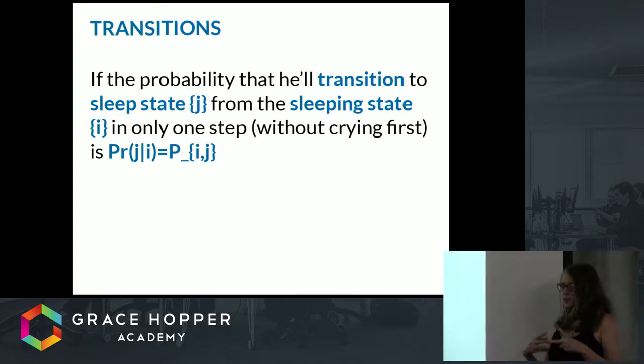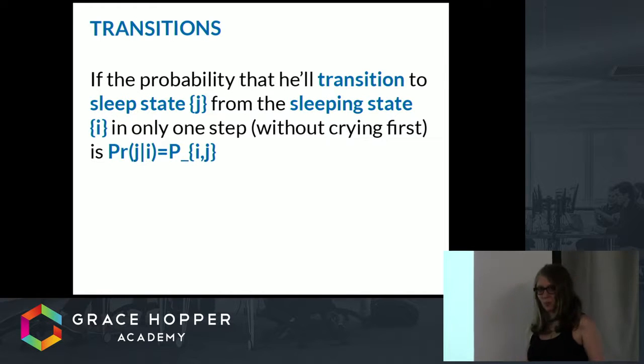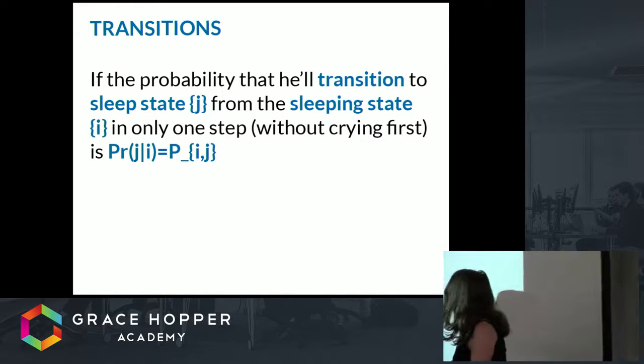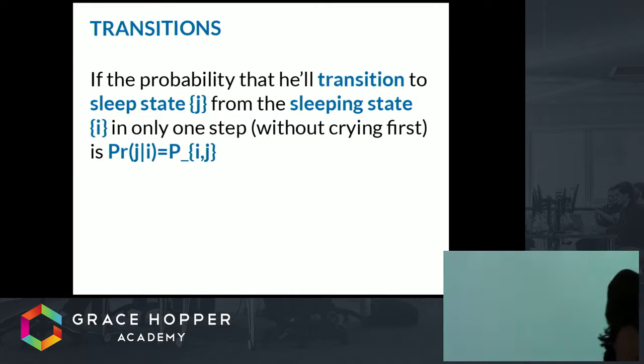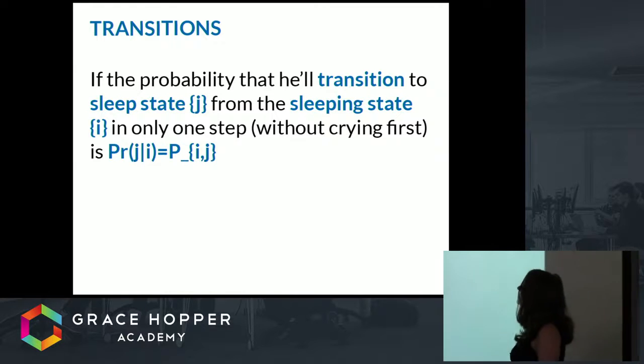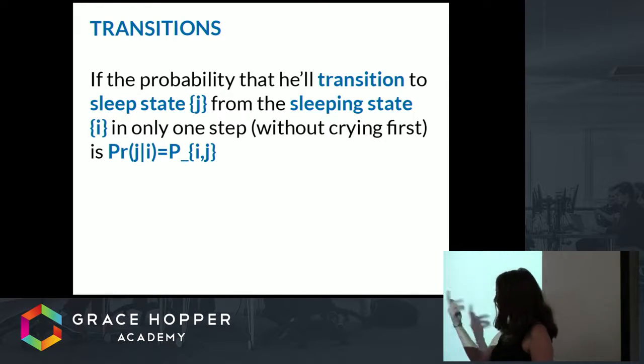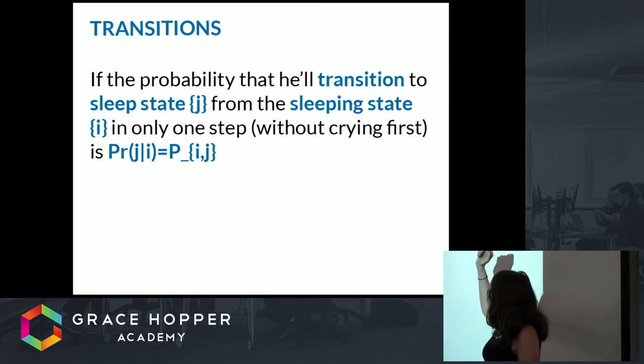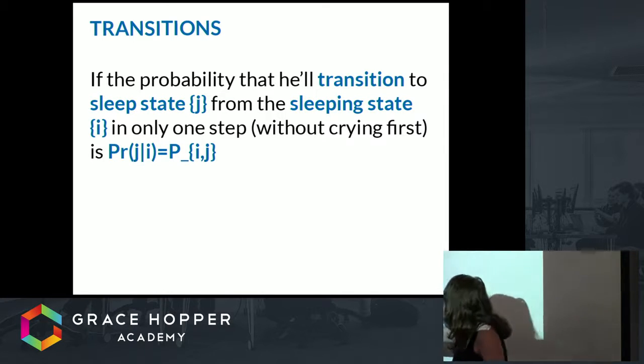There's a lot of different ways you can show this, and we can get more into matrices later, but just as an overview, this is the basic formula. If we want to figure out what the probability is that he'll go from sleeping to playing without crying, we can say sleeping is I, playing is J, and then this is the formula over there.